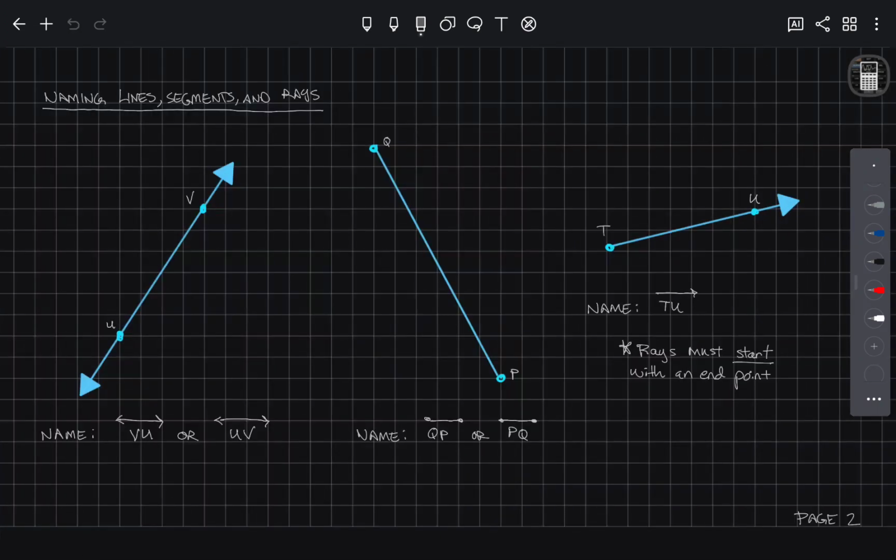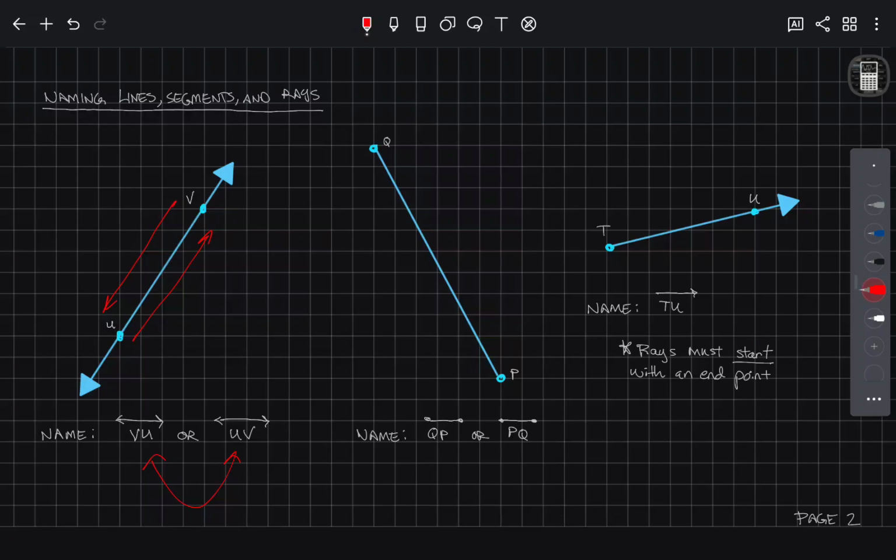So let's talk about naming these. Naming lines, segments, and rays. Well, it's pretty obvious that whenever you're naming a line, which continues in both directions from the 2 points that are given, you would use those as the 2 letters to name the line. So UV would be UV. And of course, you can flip it into its opposite direction where it'd be going VU. Either way, it's still 2 points meeting that are going infinite in both directions. So these would be the 2 ways to name it, VU or UV.